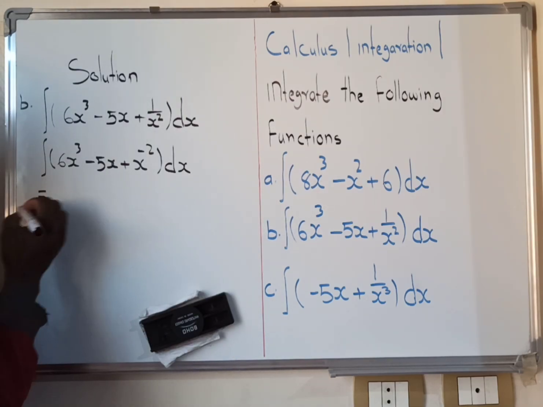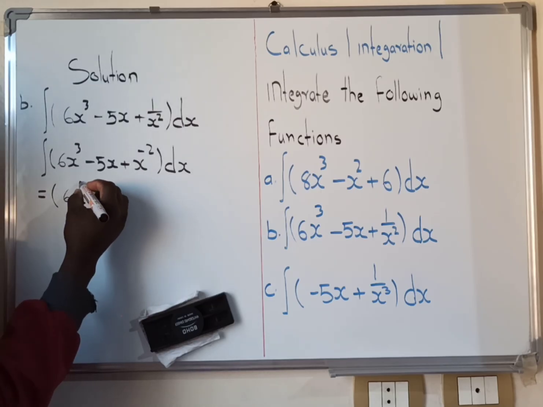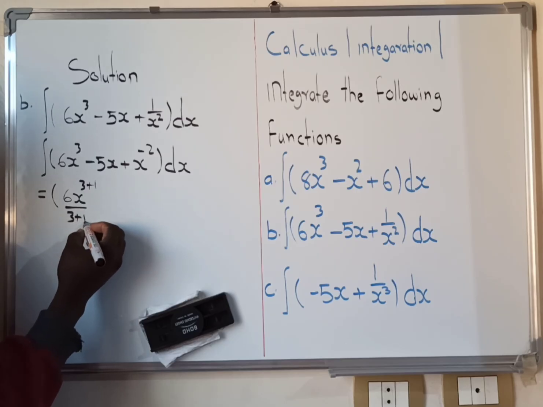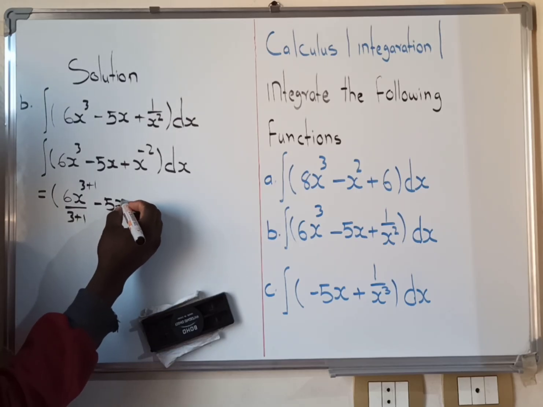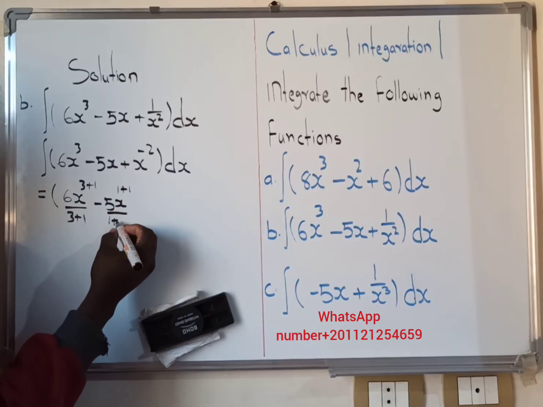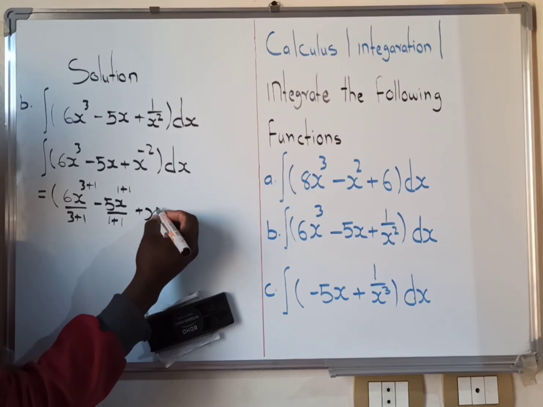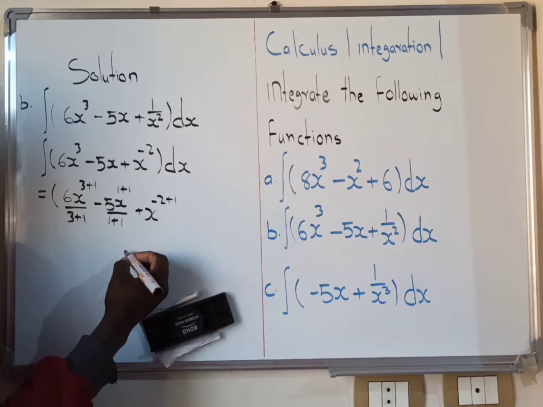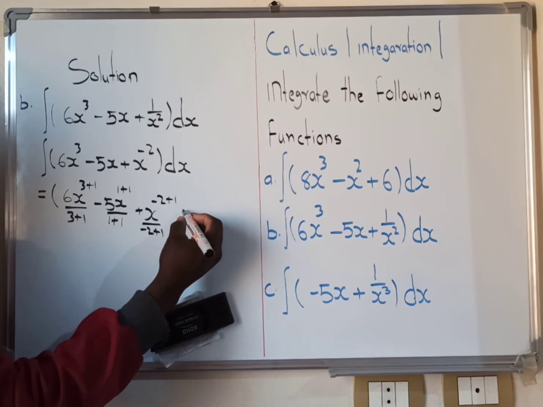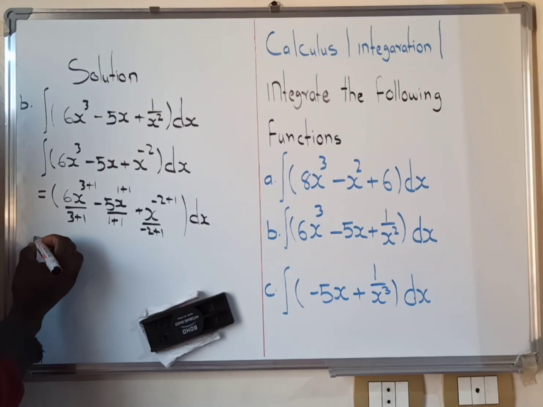Therefore here we have to say equal. So we have to bracket. Therefore we have here 6x to the power 3, plus 1, over 3 plus 1, also minus 5x. Here we already have 1, so we're going to put plus 1, and therefore we divide by 1 plus 1. Therefore here we have to say plus x, minus 2, we're going to add plus 1, and over minus 2 plus 1. So we put it in bracket and say dx. Don't forget that. So we have to say here equal.